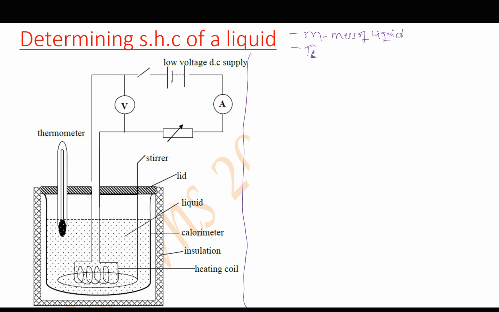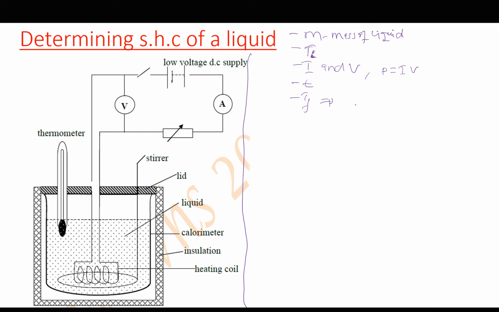Then we can insert our electrical heater, and maybe start your stopwatch. Now we can record the steady readings of the ammeter, that is I, and the voltmeter, that is V. These two are going to help us to find the power of the heater. So power is going to be I times V. After a certain time T, we can switch off the heater, then stir the liquid again and note the final temperature Tf.